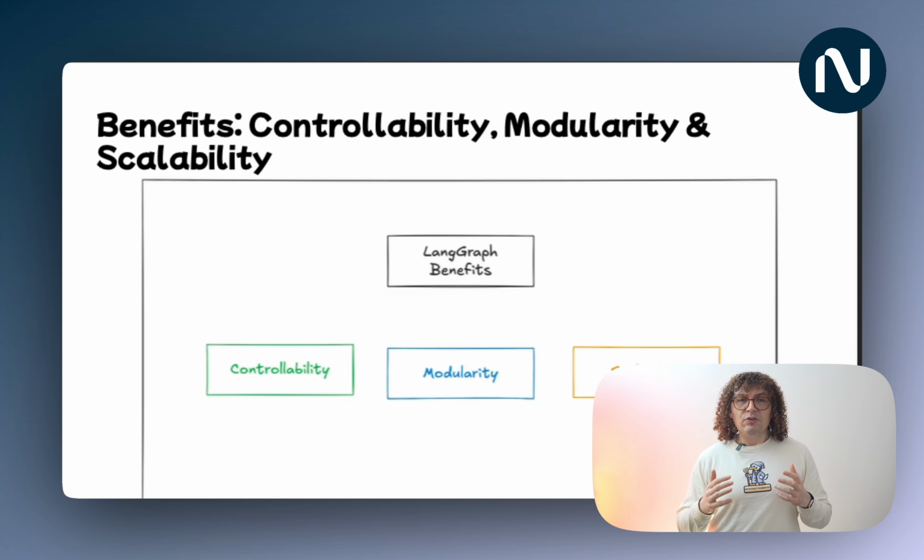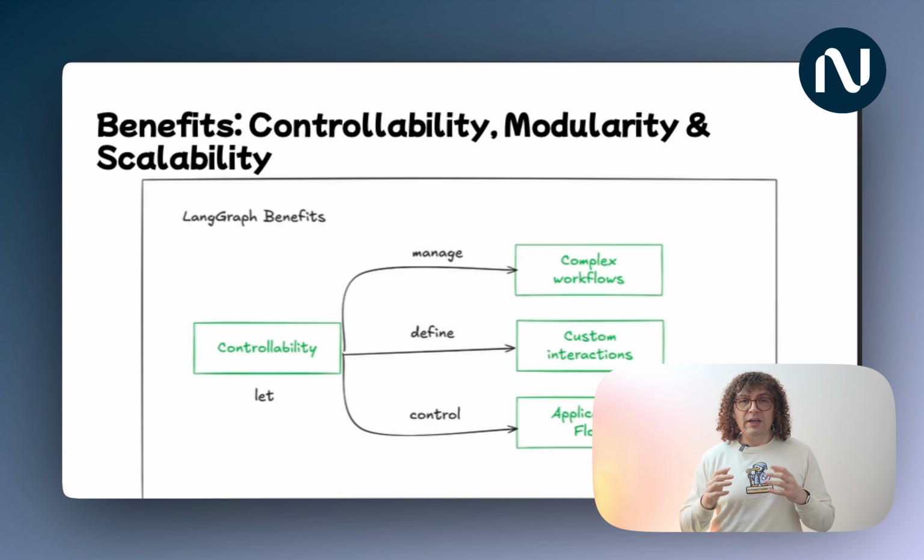LangGraph allows us to have three main benefits: controllability, modularity, and scalability. What do I mean by that? Well, if we look in controllability, it basically lets us manage complex workflows. We can create very complex graphs with LangGraph. Further, we can define custom interactions between the multiple components in LangGraph. And as a result, we can have very advanced application flows that we can control.